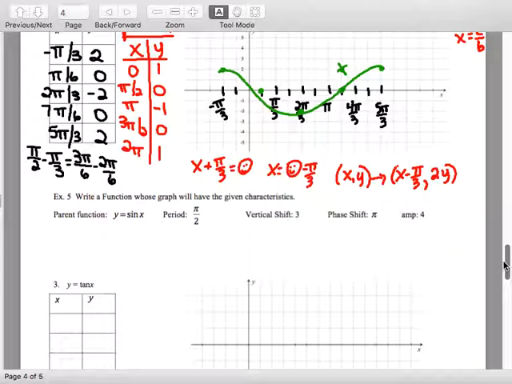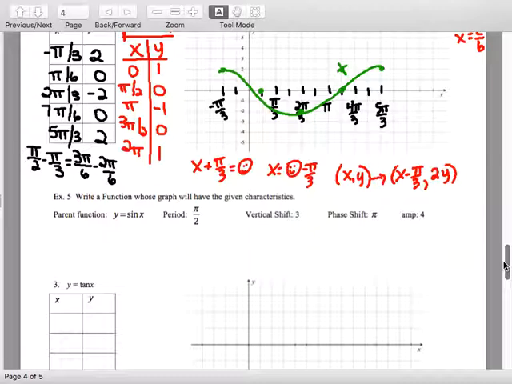So I'm telling you that the parent function is y equals sine x. The period is pi over 2. The vertical shift, that's the up-down, that's the d value. The phase shift is pi, and the amplitude is 4.